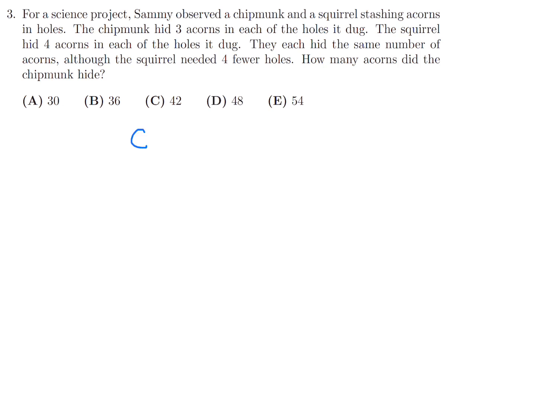So we have a chipmunk and we have a squirrel, and both of them have the same number of acorns. Now the number of holes that the chipmunk makes is the number of acorns divided by 3. Acorns is A, so for the chipmunk, the number of holes is A divided by 3, and for the squirrel, the number of holes he makes is A divided by 4.